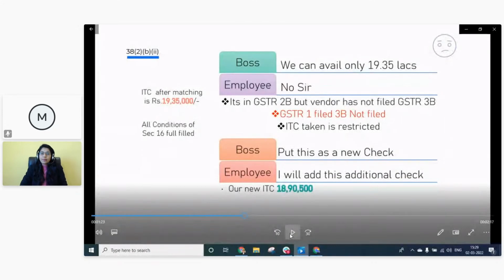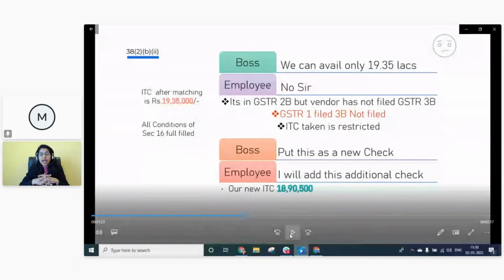Many times what happens is that the ITC is reflecting in 2B, perfectly okay. But this vendor has not even filed their GSTR 3B, which means they have filed their GSTR 1, but they have not filed their GSTR 3B. In that case, again, the government will restrict you from claiming the ITC.